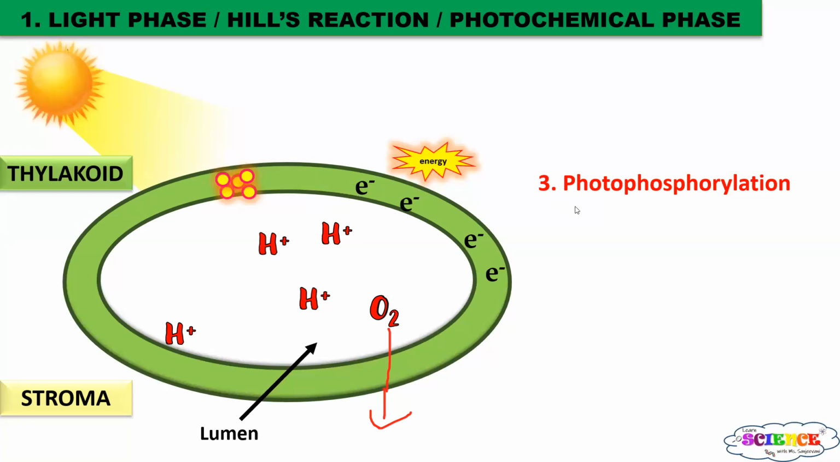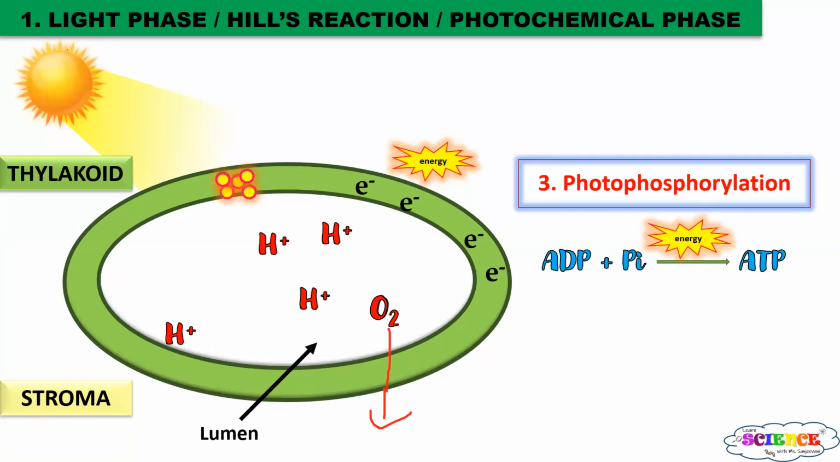So the third step is photophosphorylation. Photophosphorylation simply means conversion of ADP into ATP. Now you might have heard this term ATP, adenosine triphosphate. Yes, exactly. The energy rich molecule, which is also called the energy currency of the cell. So this ATP is produced from ADP, that is adenosine diphosphate.